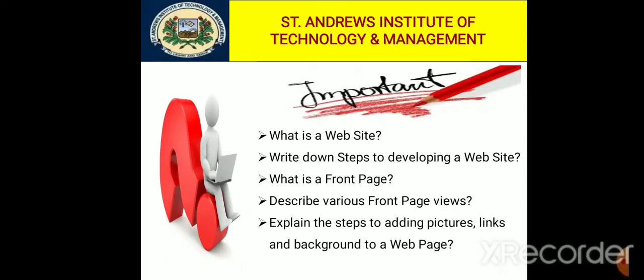The first one is, what is a website? It is a collection of web pages. Write down the steps to developing a website. What is FrontPage? What is Microsoft FrontPage? Describe the various FrontPage views. There are 7 views. Explain the steps to adding pictures, links and backgrounds to a web page. We already discussed that.